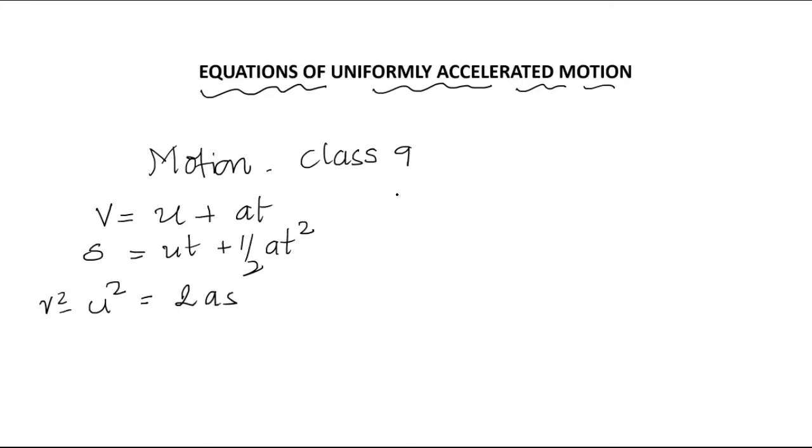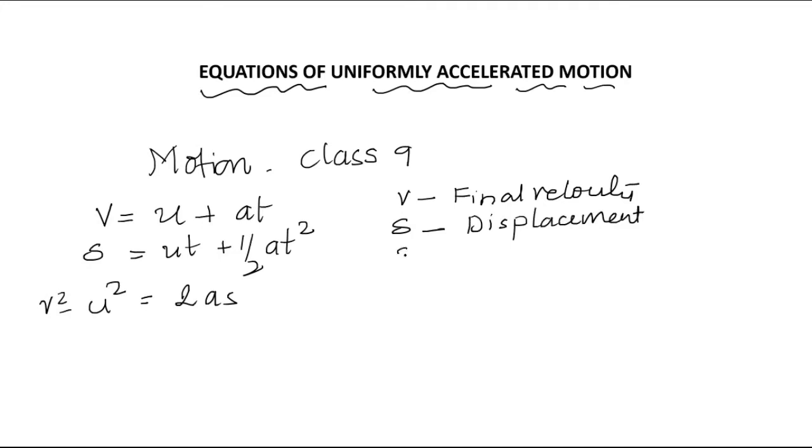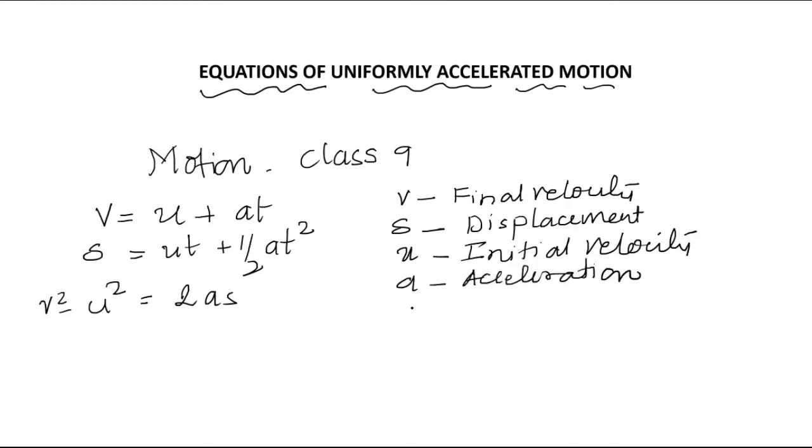2as, where small v stands for final velocity, small s stands for displacement, small u stands for initial velocity, a is for acceleration, and t is for time taken. Already we have solved few examples on these equations.